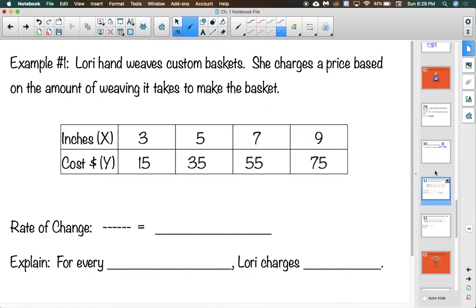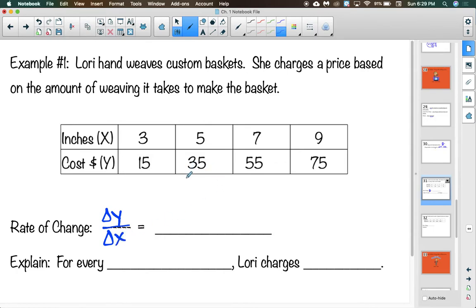All right, so let's do an example problem. I've got 2 practice problems for you. Example number 1, Lori hand weaves custom baskets. She charges a price based on the amount of weaving it takes to make the basket. So if she has to weave 3 inches, it'll cost $15. If she weaves 5 inches, it costs $35. If she weaves 7 inches, it costs $55. If she weaves 9 inches, it costs $75. And the question is asking us to figure out the rate of change. So the first thing we have to do is remember our formula. The rate of change formula is delta y over delta x.